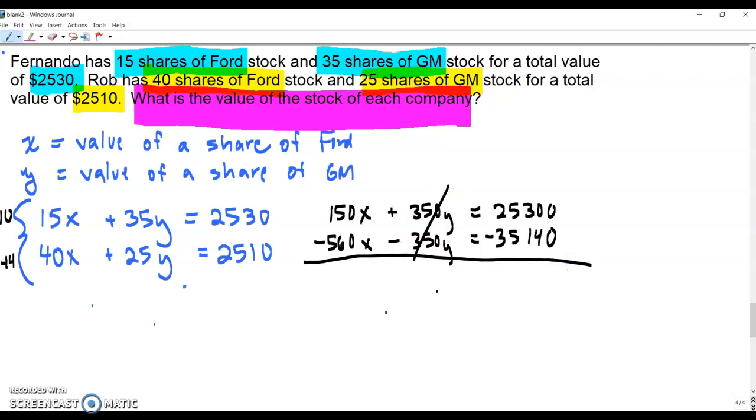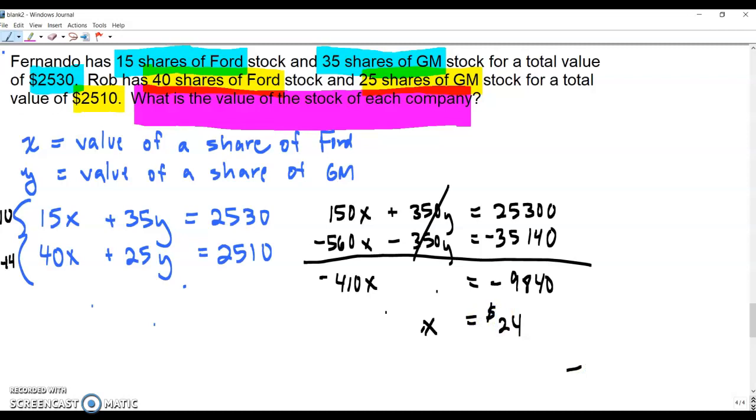150 minus 560 is negative 410, so I have negative 410X. 25,300 minus 35,140 is negative 9,840. Divide both sides by negative 410, and I get 24. So what's that 24? That's the value of a share of Ford stock. So Ford is worth $24 per share.